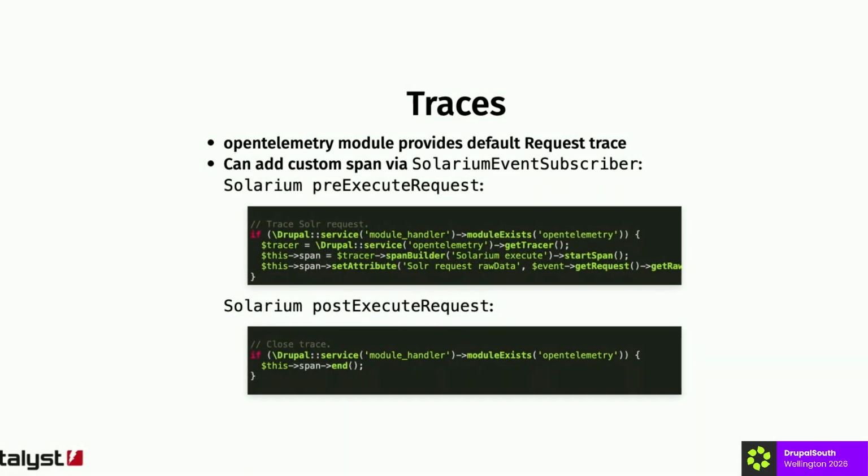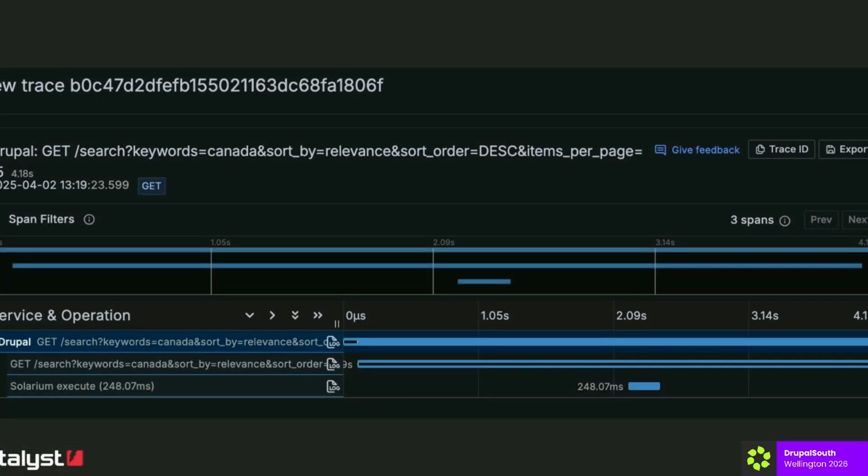The other thing there that I didn't really show you, maybe, is, you can see the bottom line of that first code block. We're attaching the raw Solr request data. So not that this is a live demo, but if you were to click on that Solarium span inside the Grafana UI, I can then see all of the raw data that was going out to Solr. So you can attach arbitrary context and arbitrary attributes to those spans.